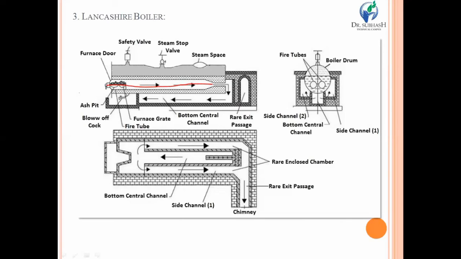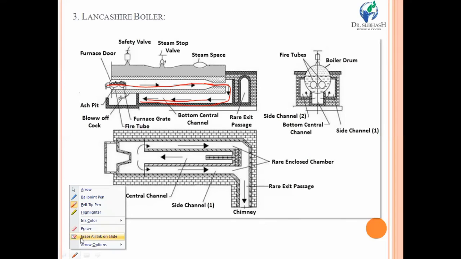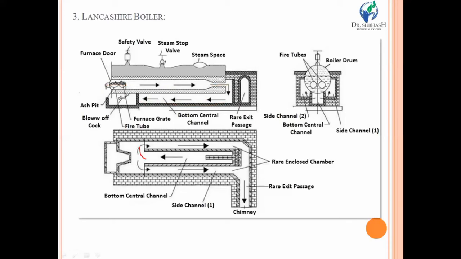This is the main flue. After passing through the main flue, the flue gases will be diverted in a downward direction. This path is known as the bottom flue. After passing through the bottom flue, the flue gases will move towards the two sideway channels, and that's why it is known as the side flue.